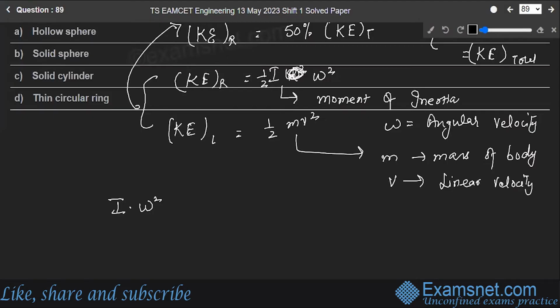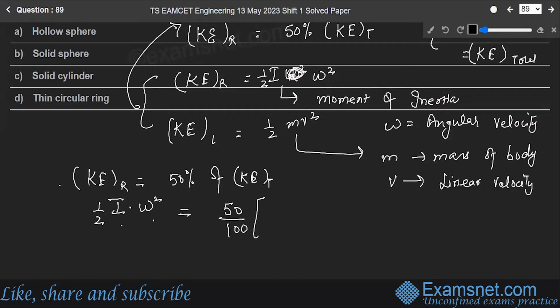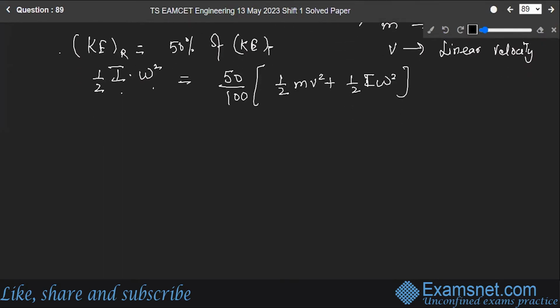All right. So now you had the equation, and starting from here, you had the rotational kinetic energy is equal to 50% of total kinetic energy. That means rotational kinetic energy, which is given by half into moment of inertia into angular velocity square, is equal to 50 upon 100 of total, which is equal to half mv square plus half I omega square. That makes it like this is 1 by 2. And this will cancel. You will have I into omega square is equal to 1 by 2, I'm taking outside, mv square plus I omega square.